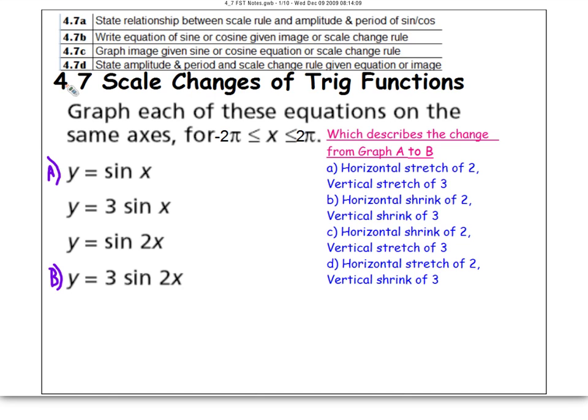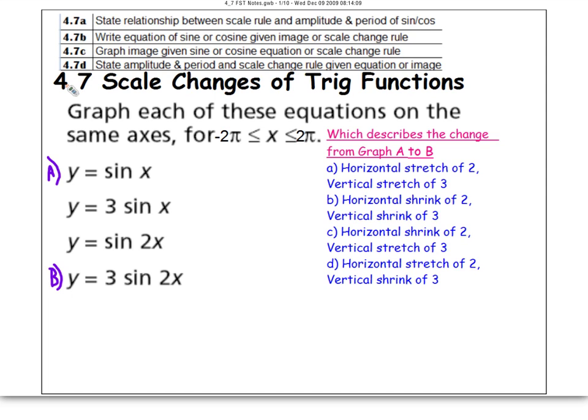In this video, we're going to focus on learning objectives A and D. So we're going to state relationships between scale change rules and the amplitude and period. And we'll state the amplitude and period in scale change rules given equations or images. So just kind of forwards and backwards of each other. So let's start out with this.